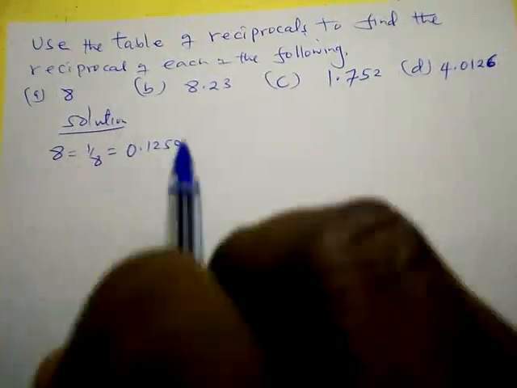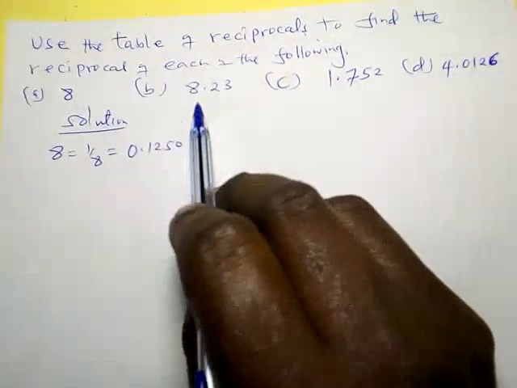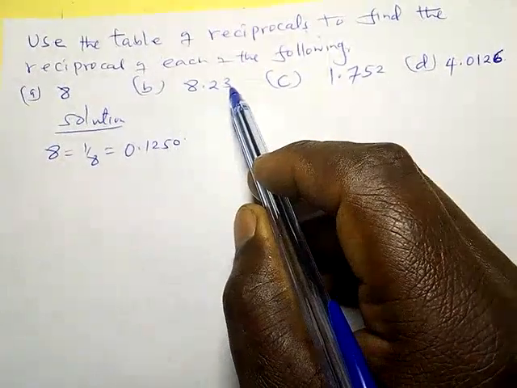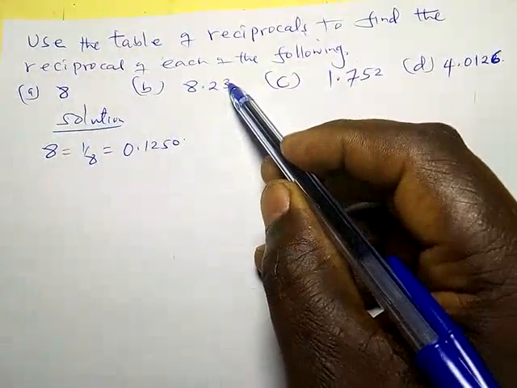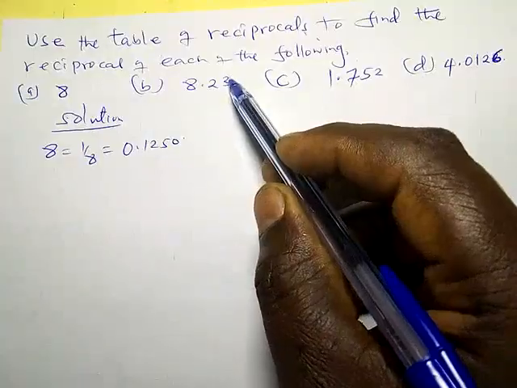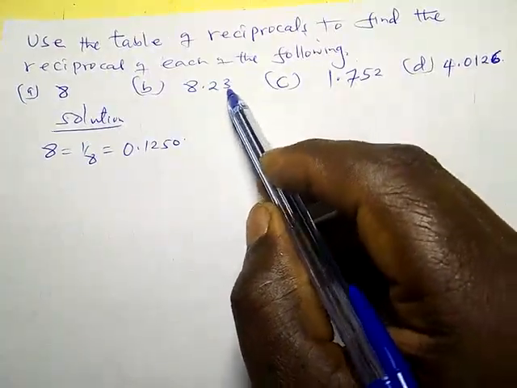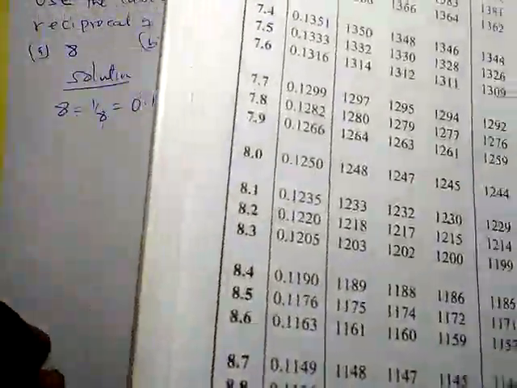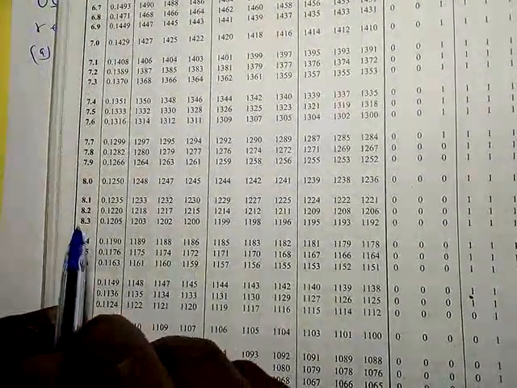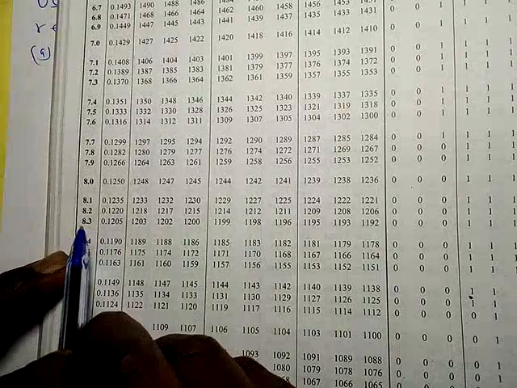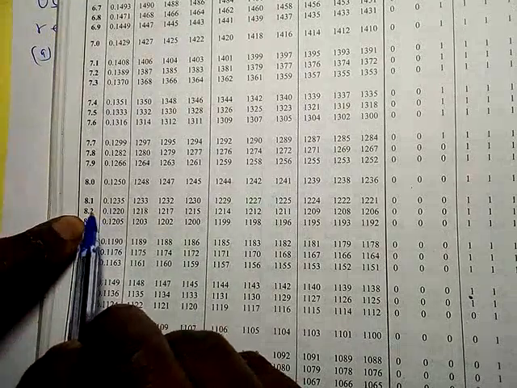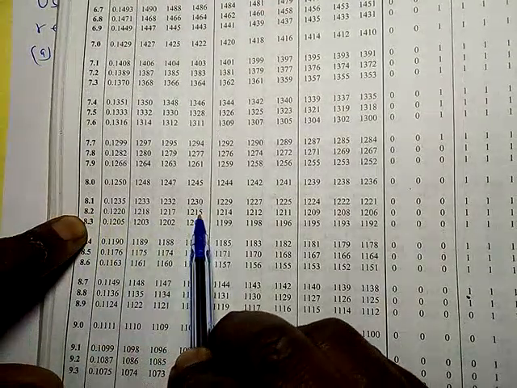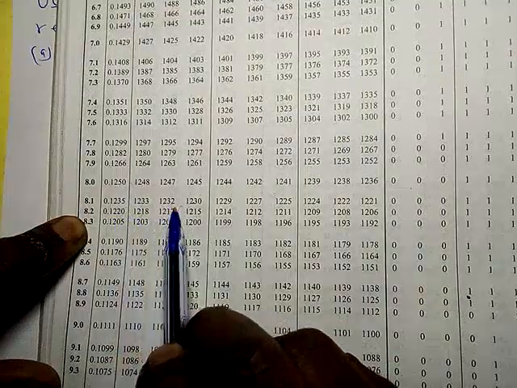So for the reciprocal of 8.23, we go to our x column, we find 8.2. In the main column, we find 3. Where we find 3, we write the number there. So 8.23 is here, 8.2, and then 3: 0, 1, 2, 3. So this is my third column here.